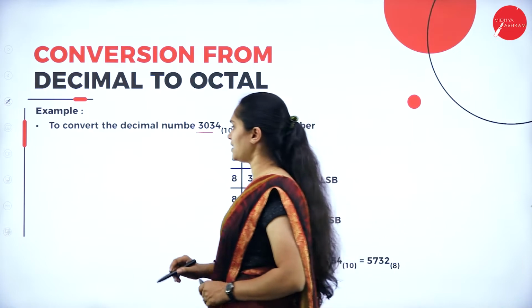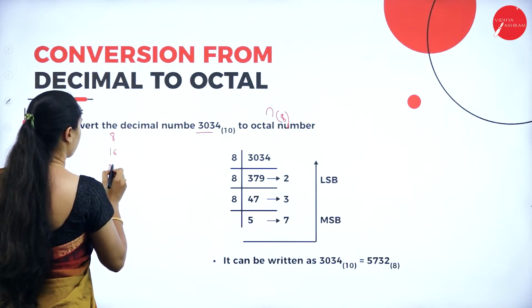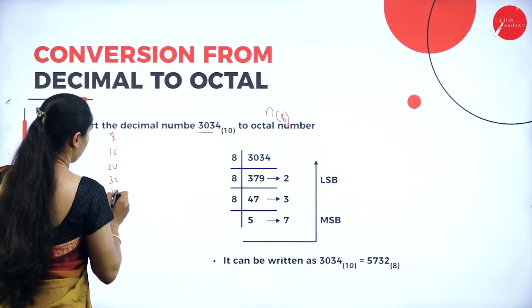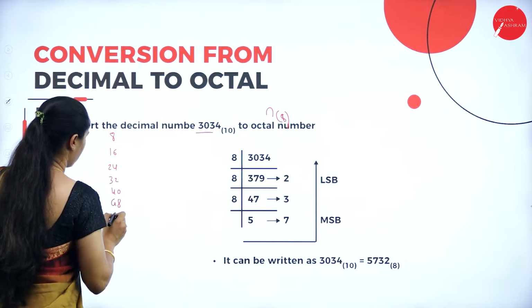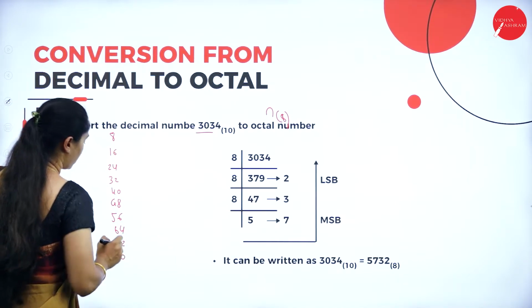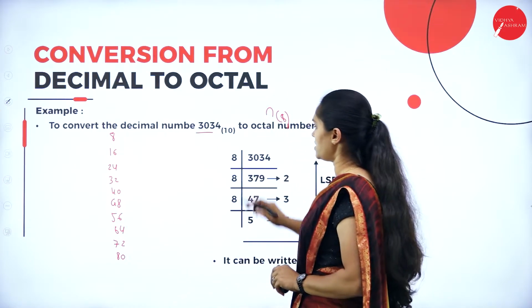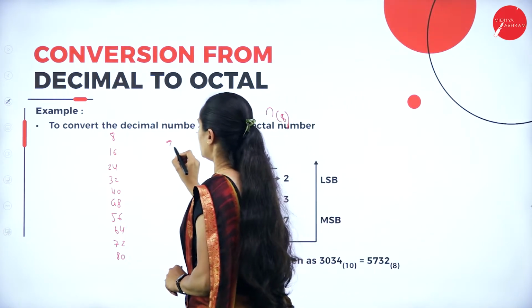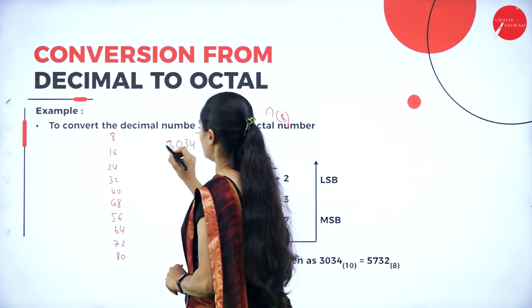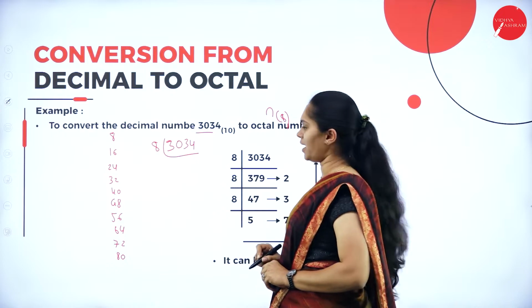Before that, we'll write the table of 8. This is the table of 8, I am writing it here for your convenience. Okay, what is my question here? 3034. This is the decimal number, it should be converted into octal. So we have to start dividing it by 8.